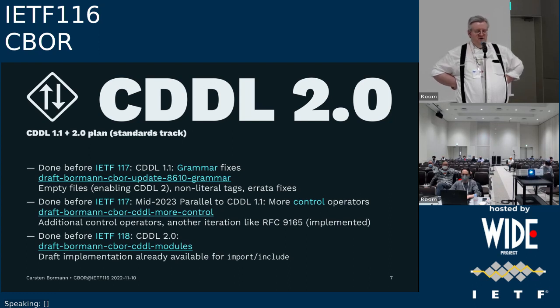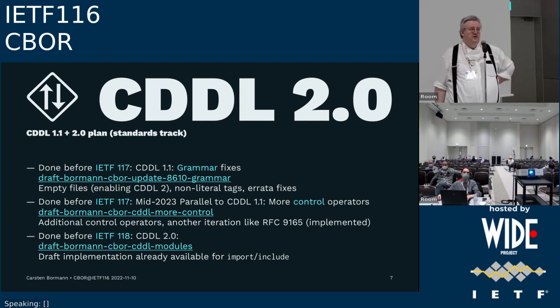So the first one is a small draft, update 8610 grammar. I have no idea why I wrote 8610 and not CDDL. Okay, sorry, that makes searching for things harder. And this fixes three things. It allows empty files, which doesn't make sense for CDDL1, but is pretty important to get CDDL2 going. So a little bit of shades of CDDL2 are in there.